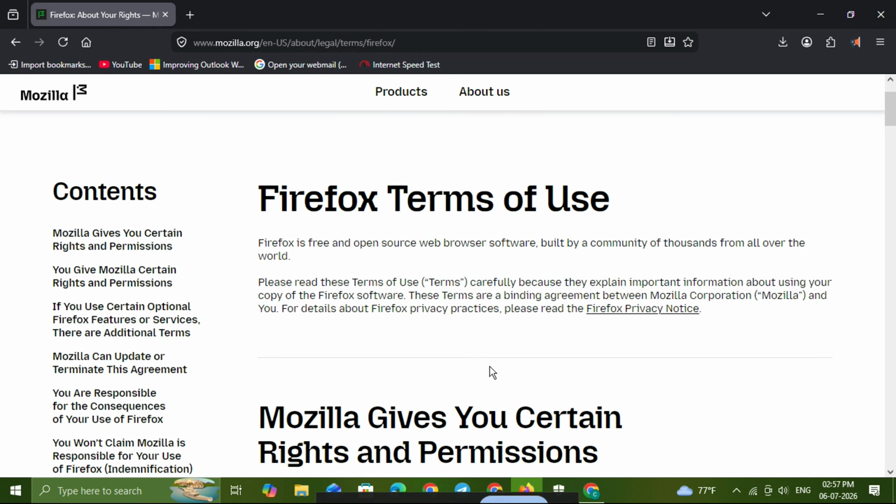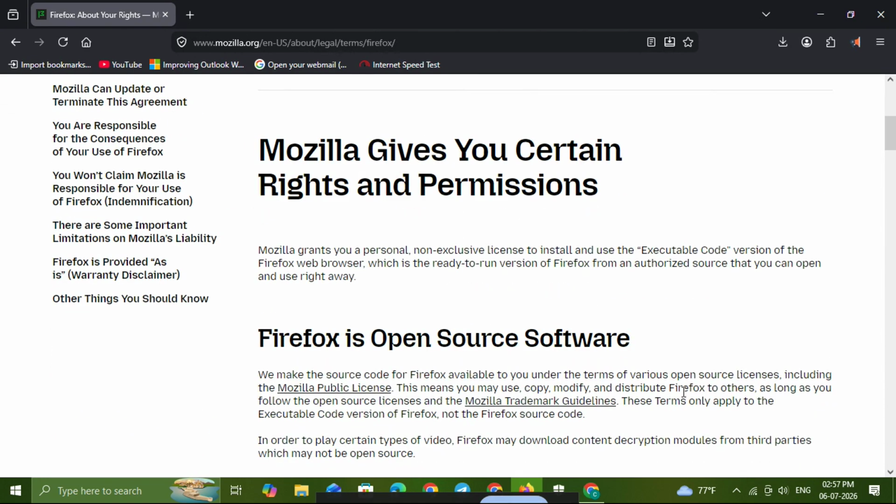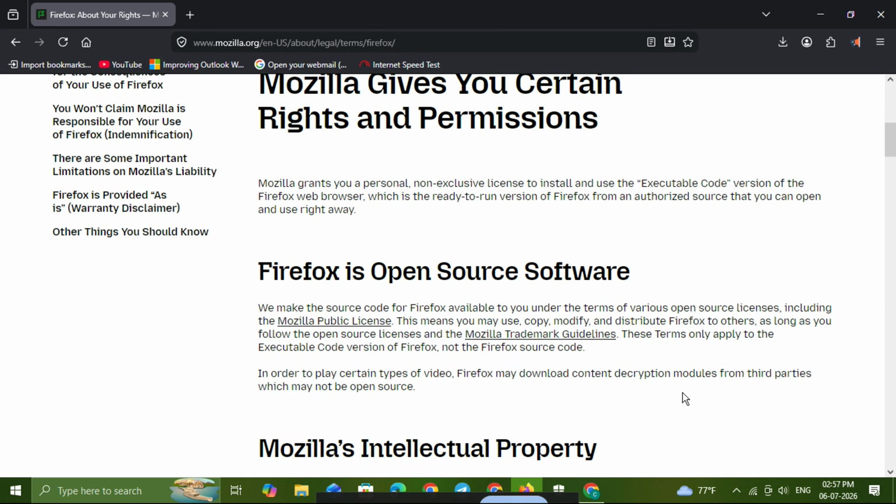Now, one part of the original terms of use got a lot of attention. It said that when you upload or enter information through Firefox, you grant Mozilla a non-exclusive, royalty-free, worldwide license to use that information to help provide Firefox's features and services. For a lot of users, that wording sounded broad and raised concerns about data ownership and privacy. Many people interpreted it as Mozilla taking extensive rights over content they entered into the browser.